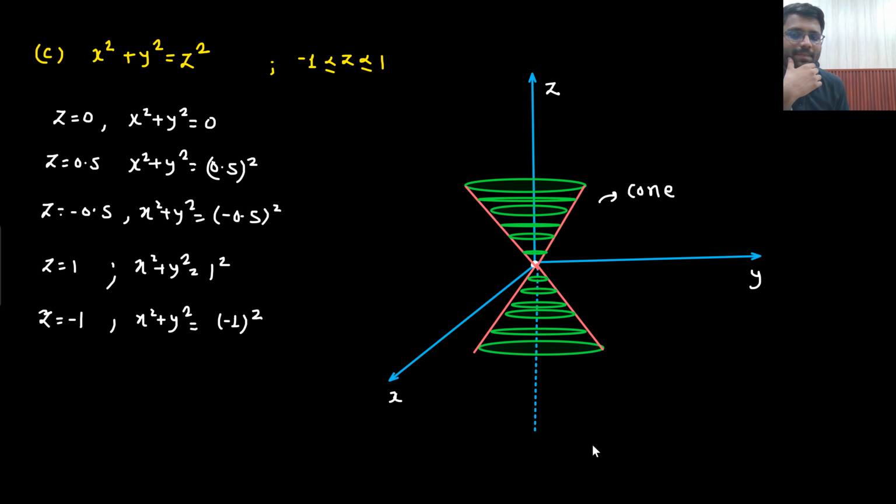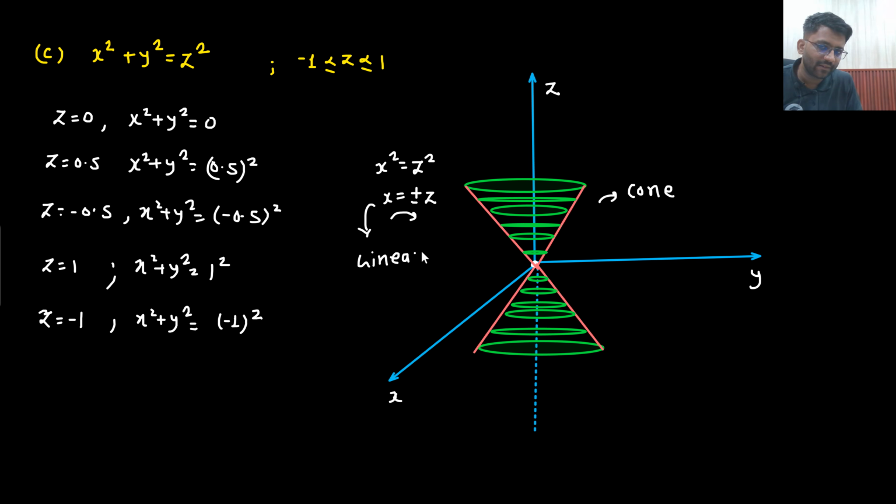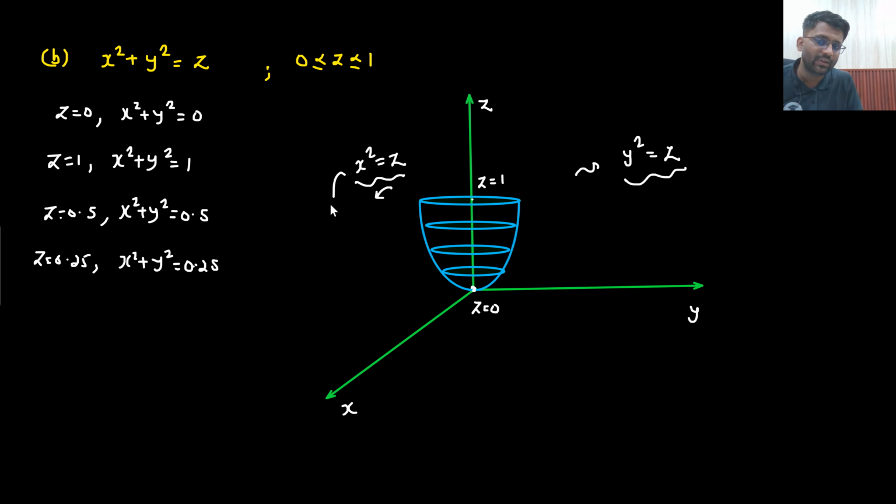Why is there a straight line? Put y equals 0. Y equals 0 means the xz plane. On this plane, if I put y equals 0, what will I get? x square equals z square. That means x equals plus minus z. So x equals z will be one of the lines, x equals minus z will be one of the lines. That means this is a linear relation, no? Linear relation. Previously, what was the scenario? Parabolic relation.